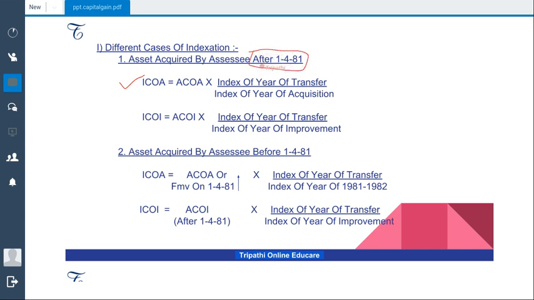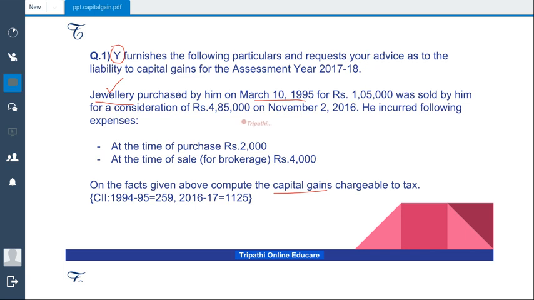If any asset is acquired after 1981, the formula for index cost of acquisition will be actual cost of acquisition into index of year of transfer upon index of year of acquisition. And the formula for index cost of improvement will be actual cost of improvement into index of year of transfer upon index of year of improvement. So we will have to apply the formula of case number 1, asset acquired after 1981.